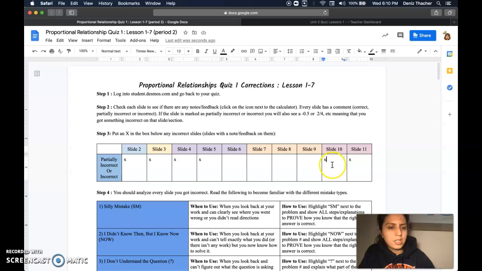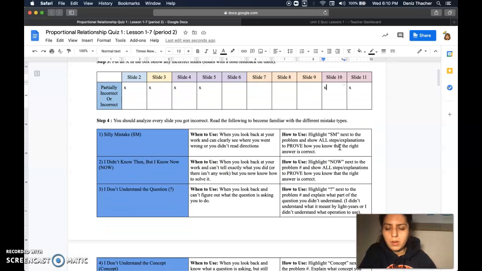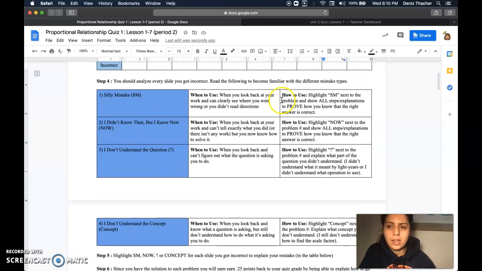And same with these last 2 slides, but one problem was also graded out of 4 points. Once you have completed that, you're going to go ahead and read through and go to step 4. So you should analyze every slide that you got incorrect. I want to know what type of mistake you made. So you're going to read the following to become familiar with the different types of mistakes there could be.